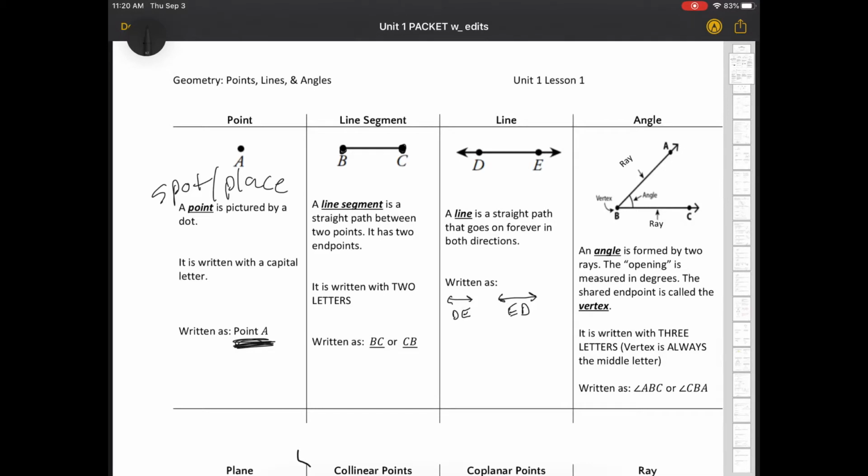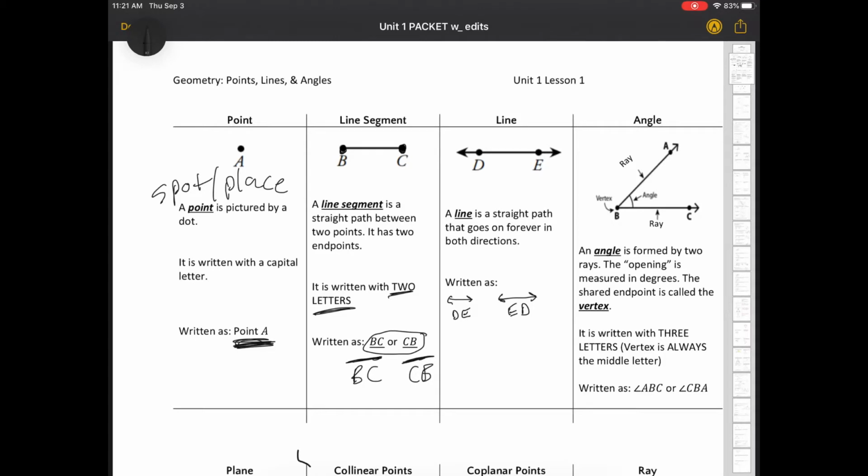Now as far as notation goes, it is notated with 2 letters always, and they are the endpoints. So it doesn't matter which one we say first. It should be written like this: line segment BC or line segment CB would work for this one. So for this one, take notice, it does not matter which one goes first.